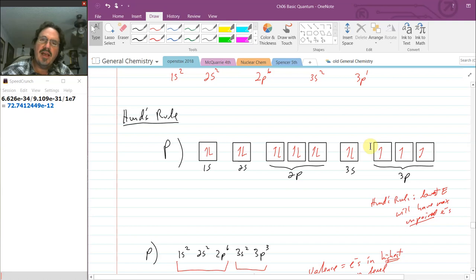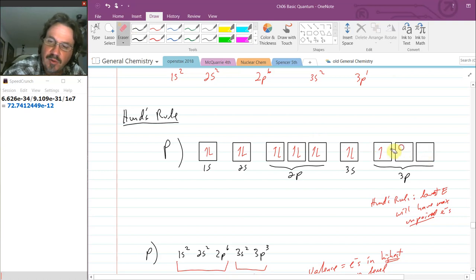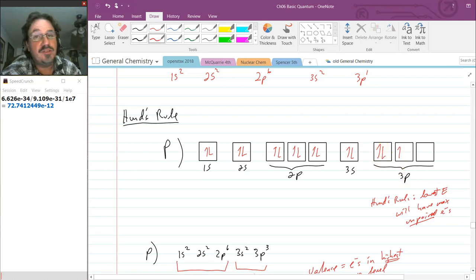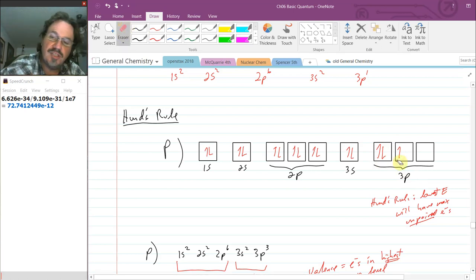Hund's rule says that it's actually a little more stable to spread the electrons out within that orbital than to start pairing up right away. If I was to actually put 3 electrons in the 3p like this, that would be wrong. It's wrong because I've paired these electrons, and Hund's rule recognizes that it takes a little too much energy to pair them. It's actually much easier to spread them out first, and then go back and start pairing them.